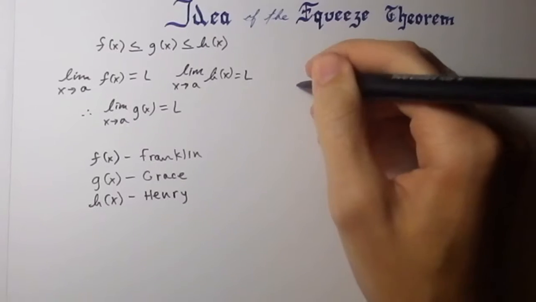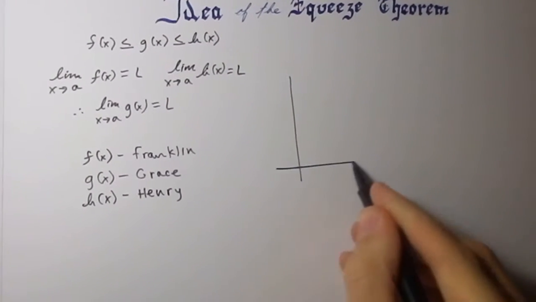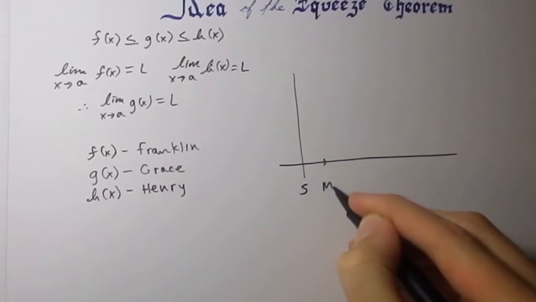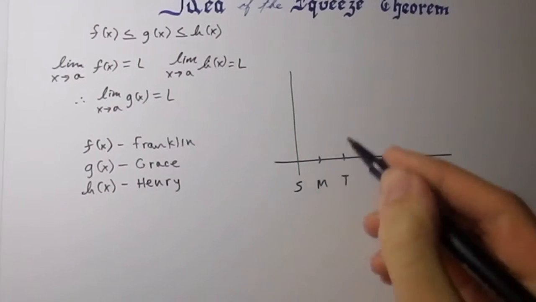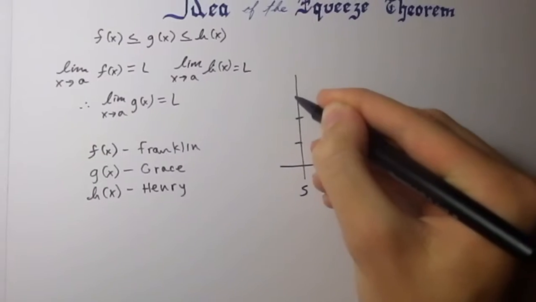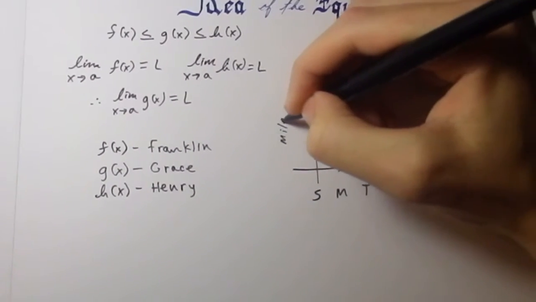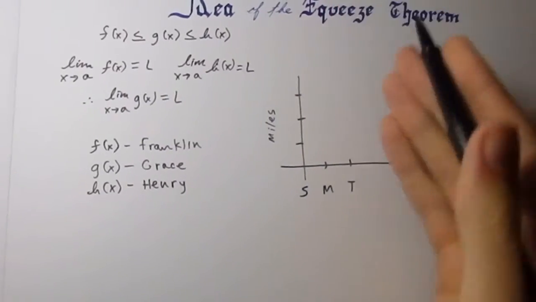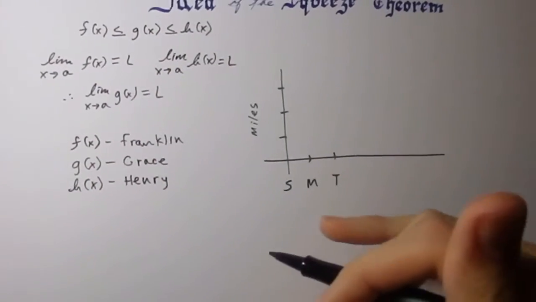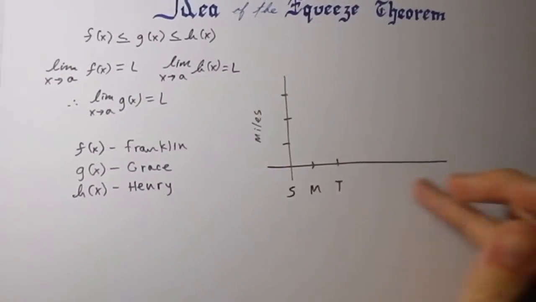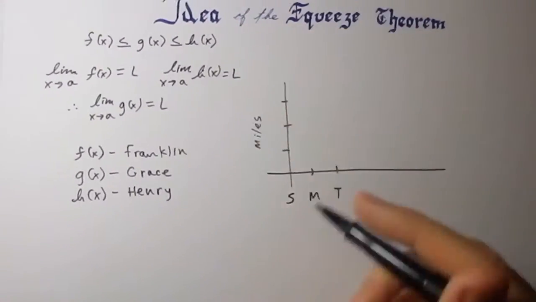So let's have a graph here. I'm not going to do all the days of the week. Let's say this is Sunday, Monday, Tuesday, and so on. And let's say the y value is miles run. So miles is a function of what day of the week it is. So this is the day of the week. It goes on to Saturday, of course, and then you have miles.